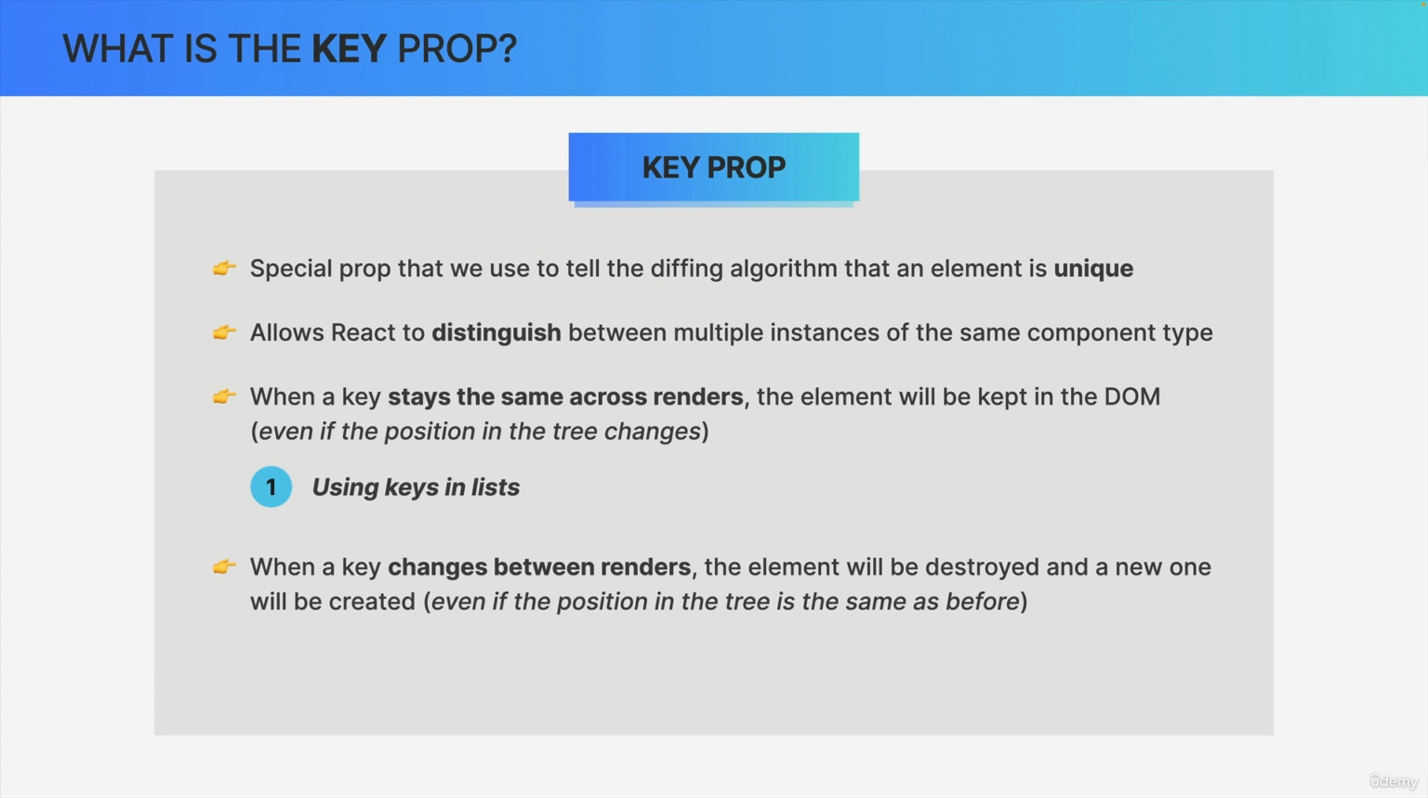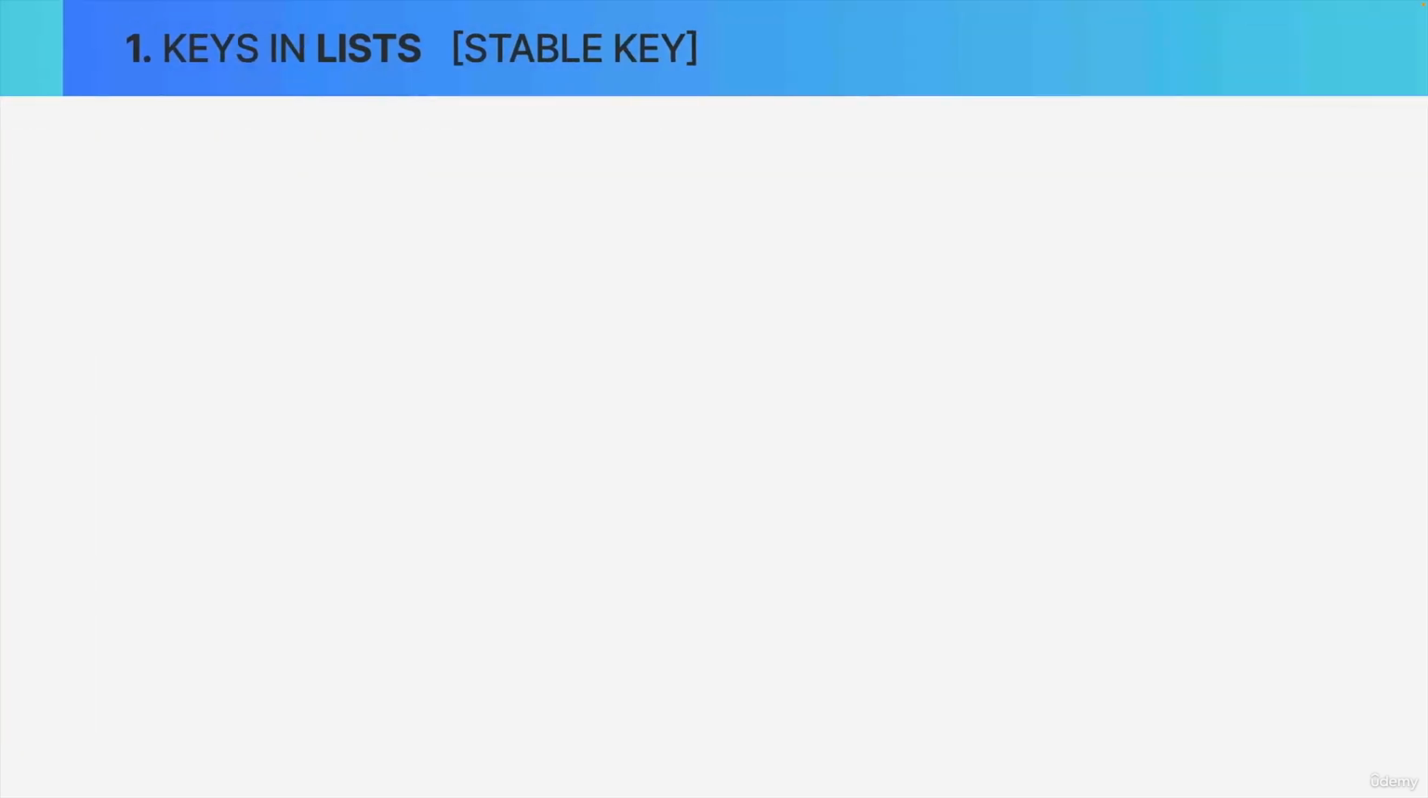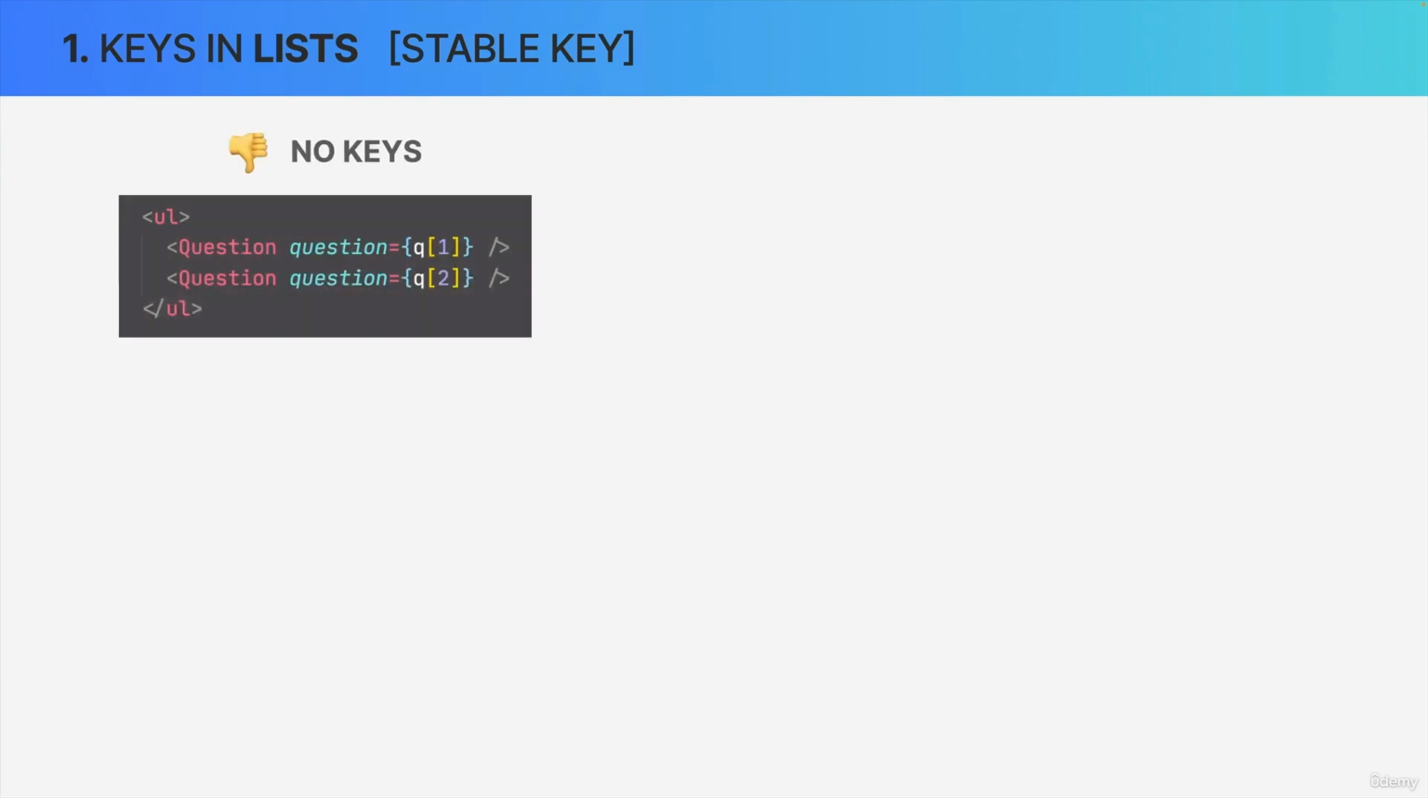And so this is great to reset state, which is the second big use case of the key prop. But let's go back to the first big use case of the key prop, which is to use keys in lists. And let's start by considering this example without keys. So here we have a list with two question items, which clearly have no key prop.